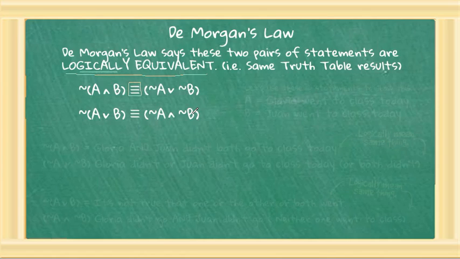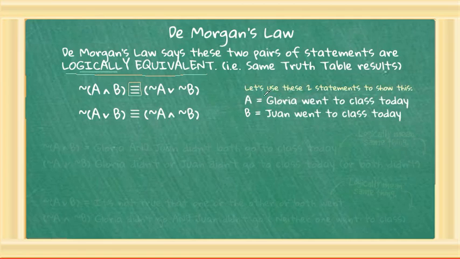Okay, so let's see what happens here. We'll put that into English sentences, which kind of makes more sense of it. So let's say we've got these two statements. A is going to be Gloria went to class today. B is going to say Juan went to class today. And let's put those into this format.